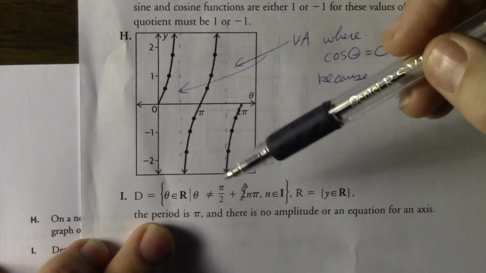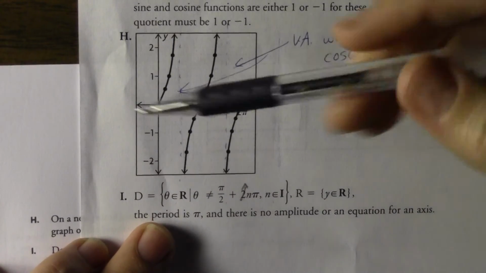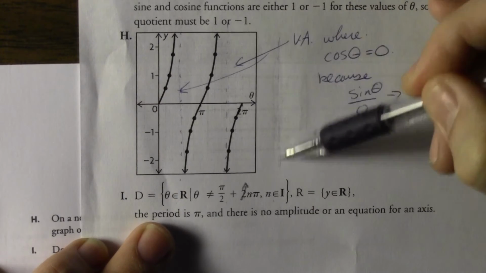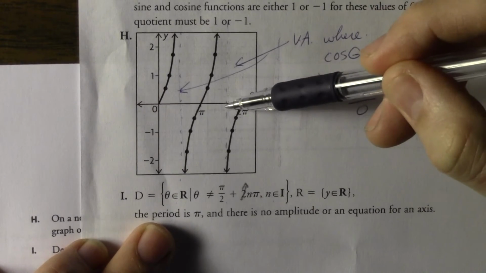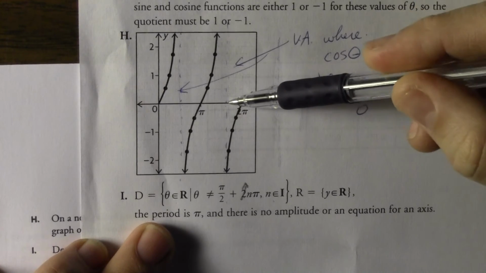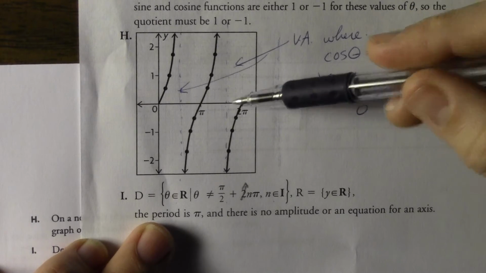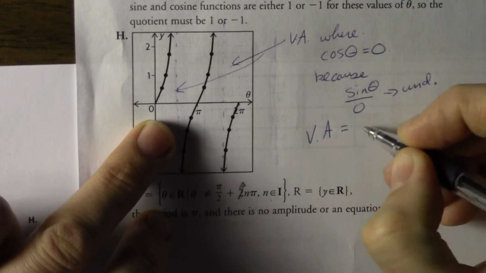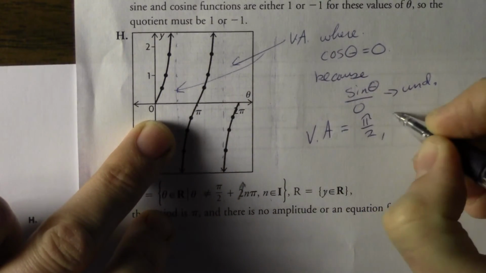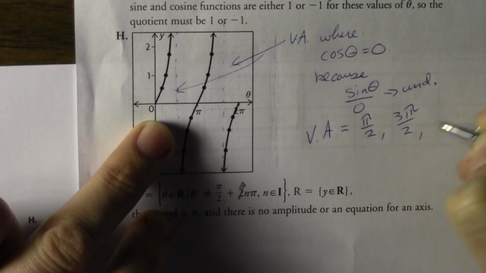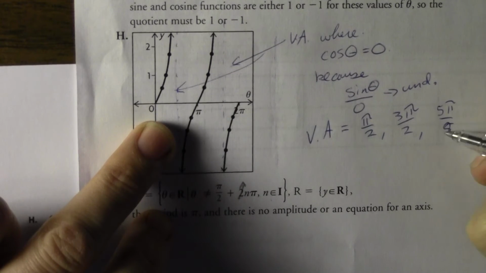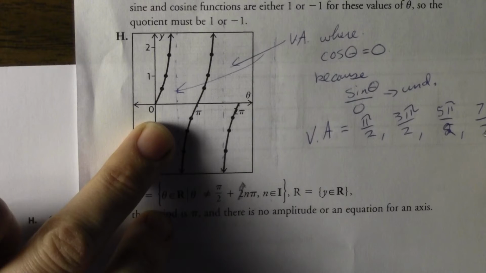So now, we want to develop an equation where we don't have to list all of these individually, right? Because you know how this is going to be repeated. It's going to be every pi value, there's going to be a vertical asymptote. Does everyone understand that? So the actual values where the vertical asymptotes will be are pi over 2, 3 pi over 2, I'm just adding a pi each time, 5 pi over 2, 7 pi over 2.